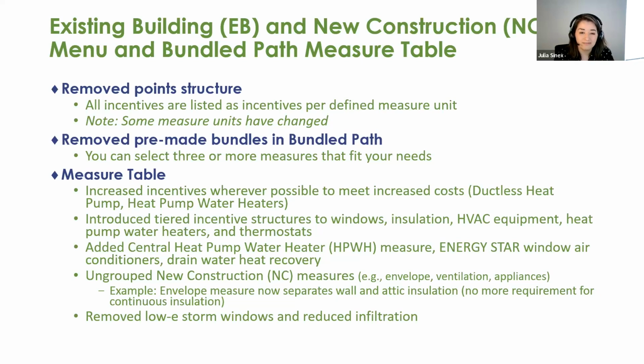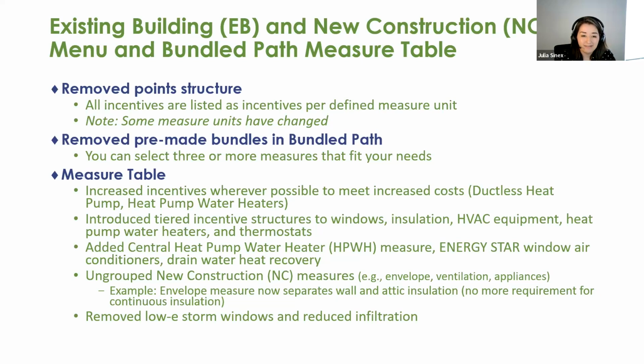All right. So next is the measures themselves have changed somewhat drastically. But on a high level, we did try to increase the incentives wherever possible. There were a handful of measures where we did have to reduce incentives, mostly because code changed a lot. And then the market has also changed a lot in the last 5 years since we developed the original structure. We also introduced tiered incentives for some of the measures. And that means that you get higher incentives for the measure if you install a more efficient option.